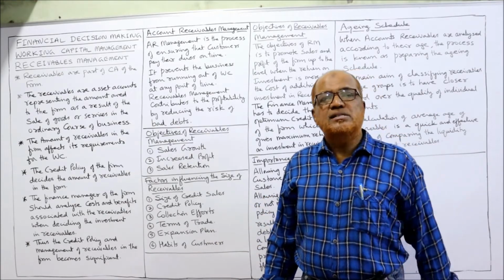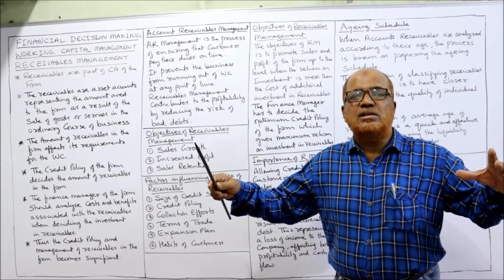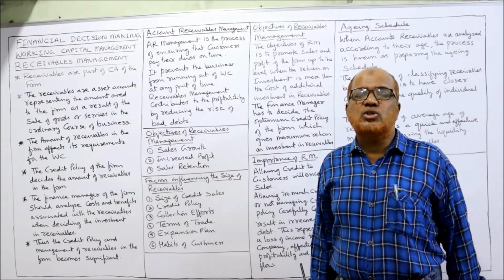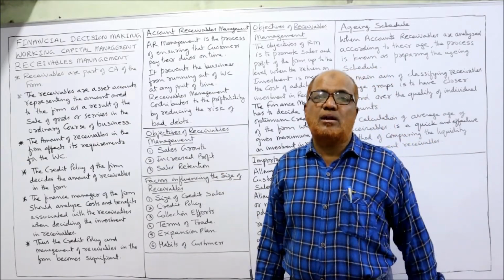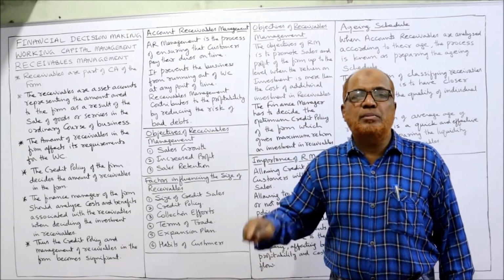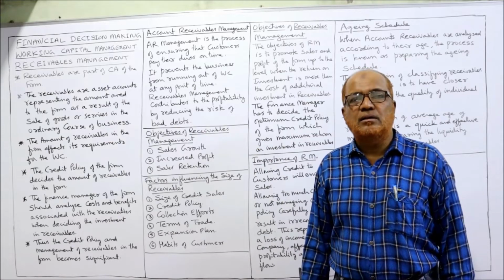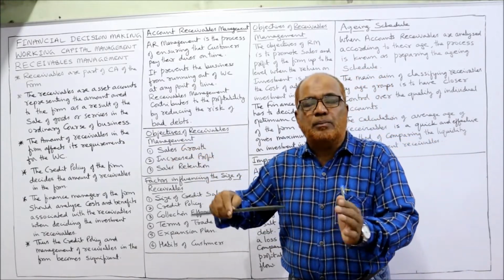That is the problem. Secondly, collection charges. When we give a liberal credit policy period, a number of collection charges will arise. Similarly, the chances of bad debts are more, because with more credit period there is more possibility of bad debts. So if we make a liberal credit policy, these are the problems.